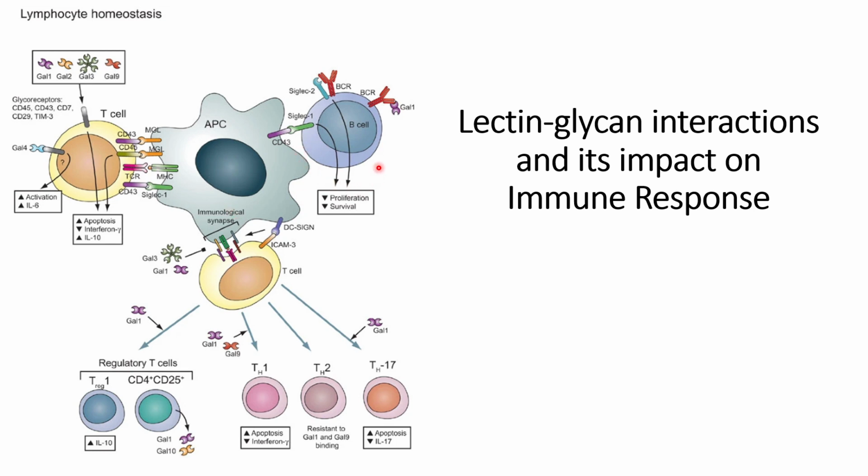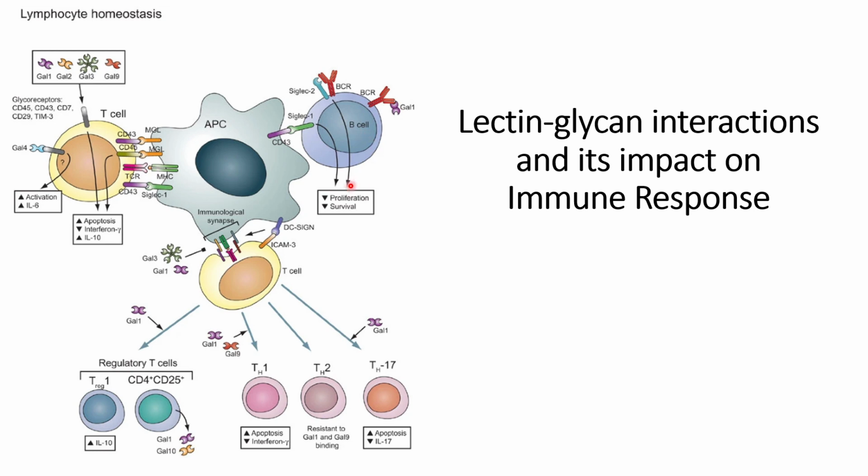And similar lectin-glycan interactions will also affect B cell fate. For example, CD43 present on the antigen presenting cells interacts with Siglec, because if the CD43 has more sialic acids, it has affinity towards Siglec 1 and Siglec 2. When the Siglecs interact with the CD43 expressed on the antigen presenting cells, it will lead to the proliferation and survival of these B cells.